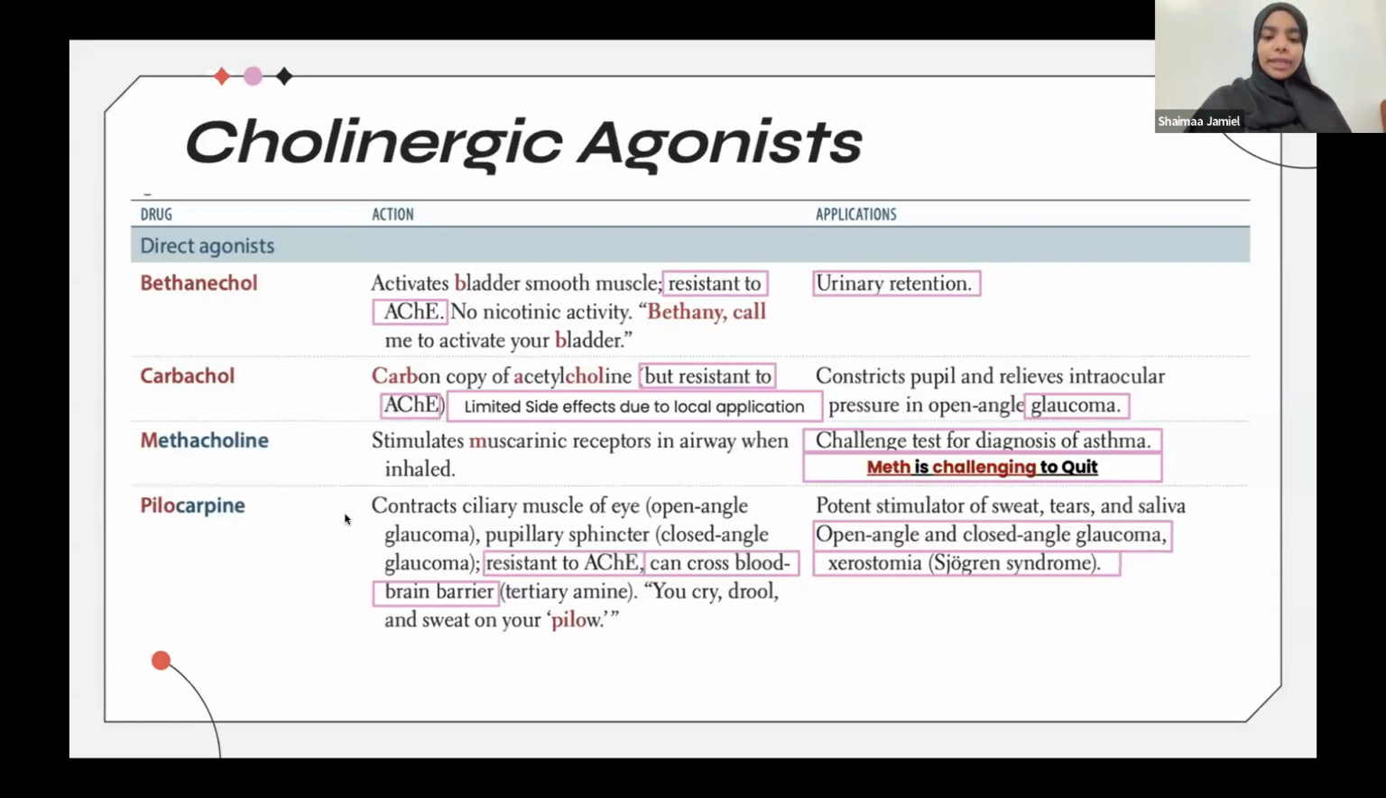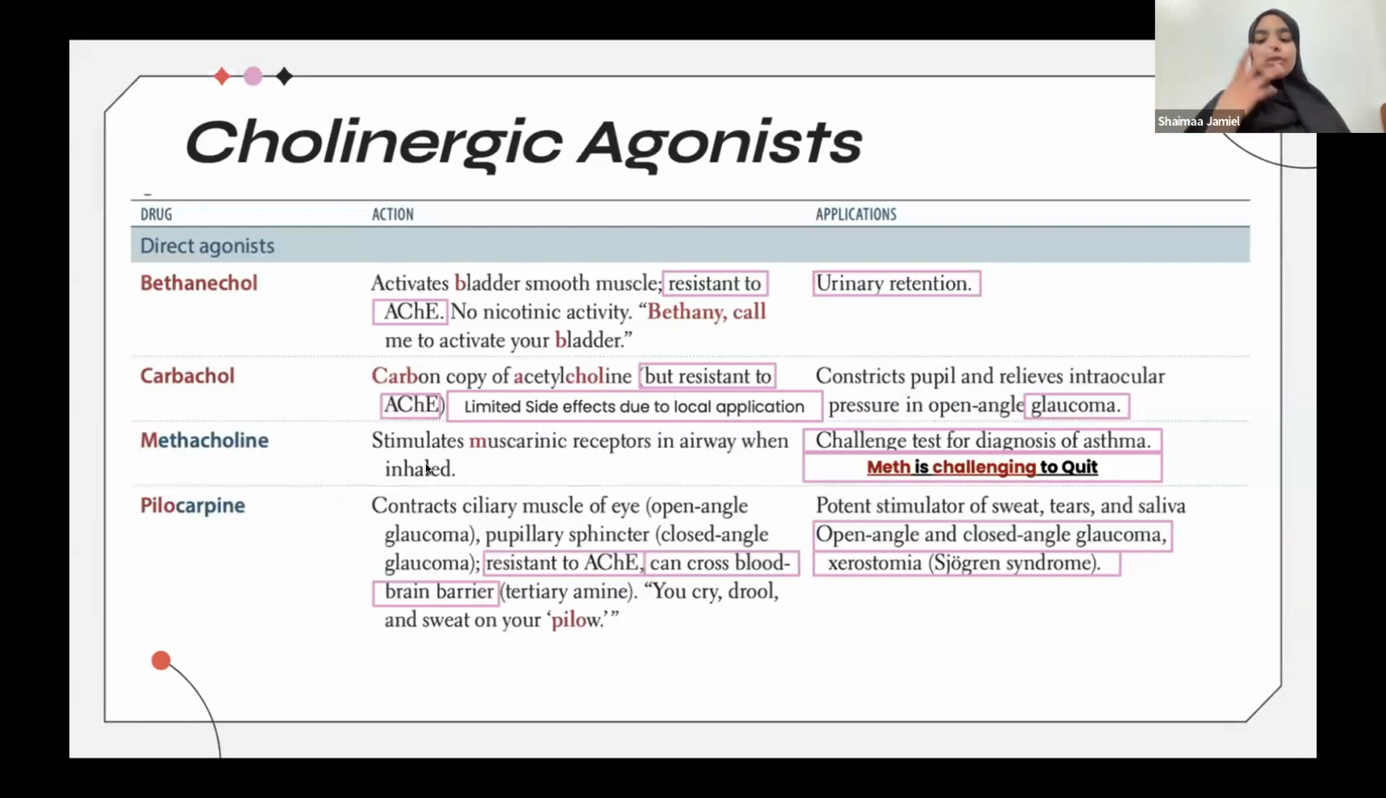Then we have pilocarpine. Again, it's used for emergency closed angle, narrow angle glaucoma. So someone who basically has a very severe emergency because you can go blind. So then they use pilocarpine with other drugs, okay? So it's the drug of choice in that situation.